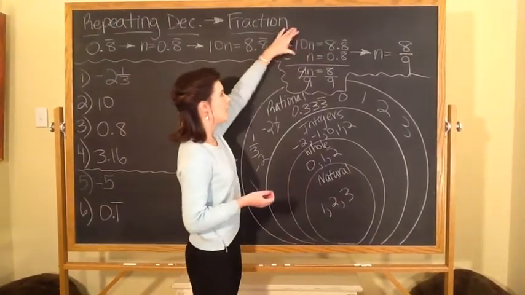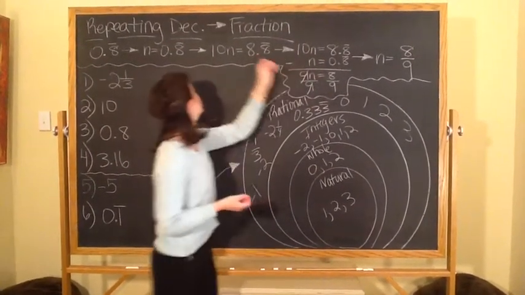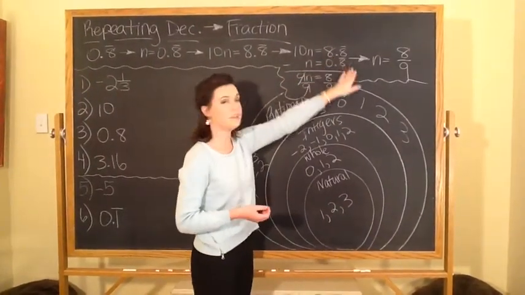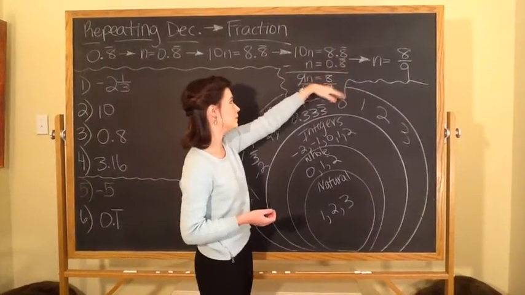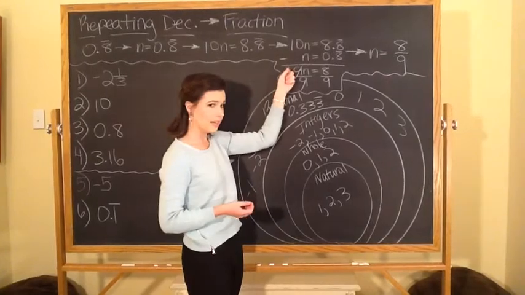Now you keep that equation at the top, and then you subtract the original equation from it. This is how we're going to cancel out the repeating decimal. So you would do 10n minus 1n, which leaves you with 9n.